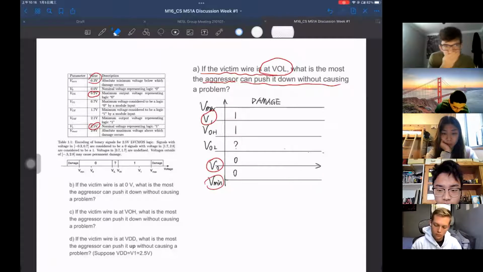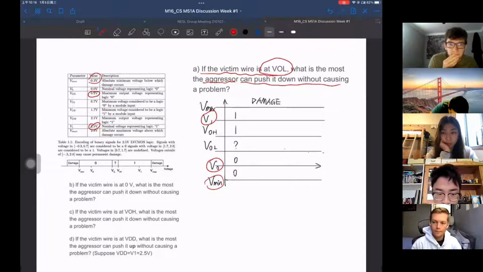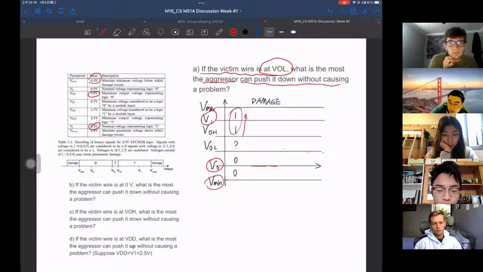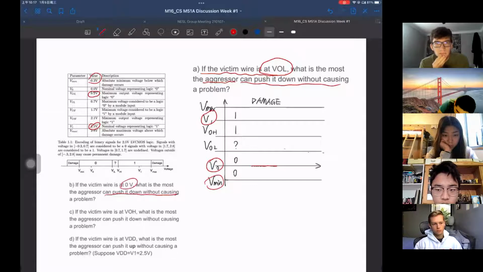Okay, so if the victim Y is at 0 volts, actually I would say the rest of the problems are very similar. By the way, I just want to explain my annotation here a bit. You can see if a signal is beyond this threshold, it is deciphered as 1, or below this threshold it is 0. In between is undecided, which is some noisy states we can try to ignore. Okay, so we start at 0 volts and we want to push it down without causing a problem.